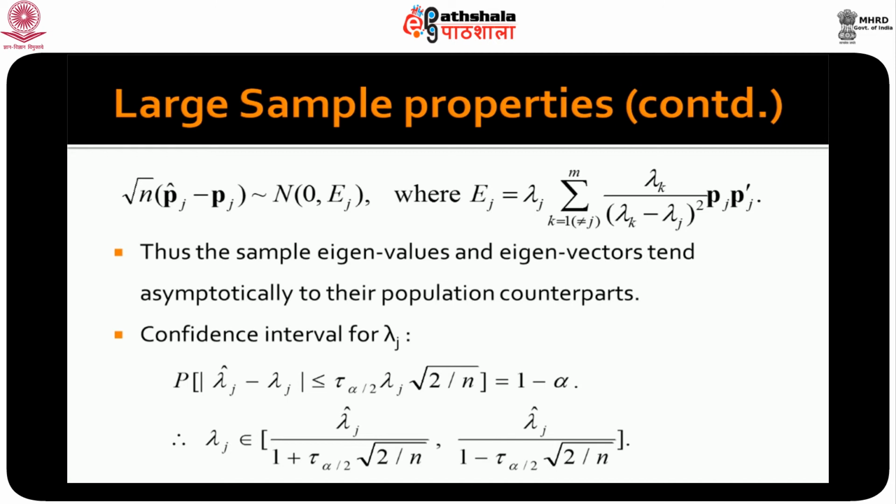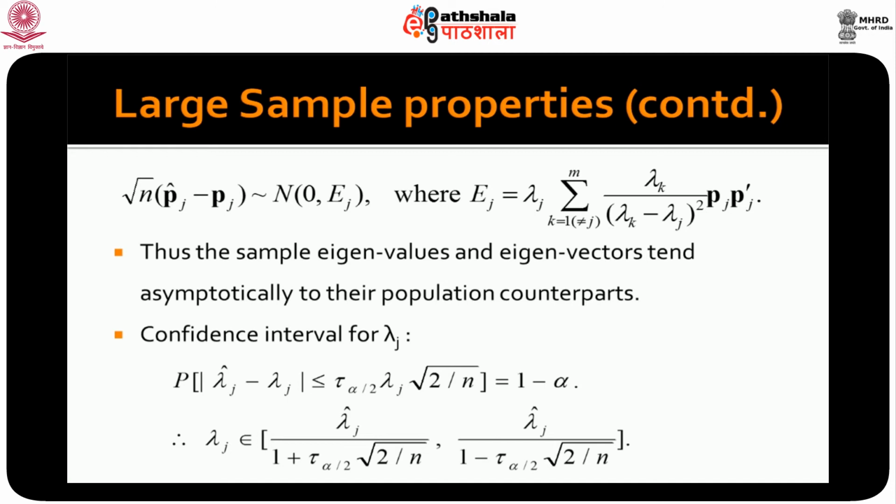The other thing is, if you look at the variances which are given by the lambda j's, these variances for the samples would be tending to the variances for the population, and they would have a normal distribution again. Now this result also allows us to form confidence intervals for the lambda j's.